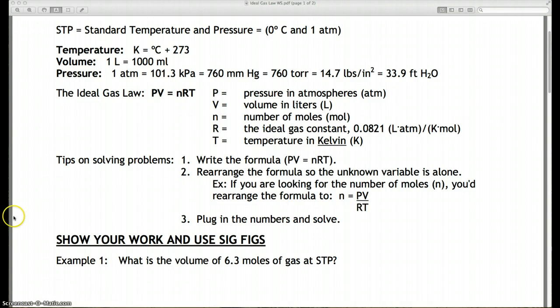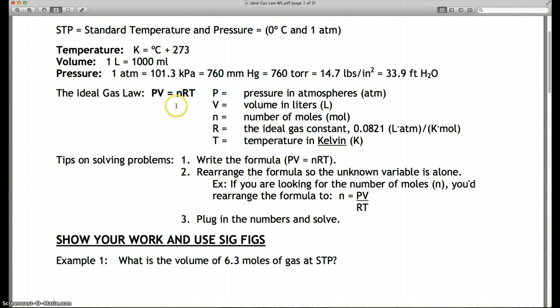You'll need to know that STP stands for standard temperature and pressure, and standard temperature is 0 degrees. Standard pressure is 1 atmosphere. Temperature always needs to be in Kelvin. So if you have Celsius, you've got to convert it to Kelvin by adding 273.